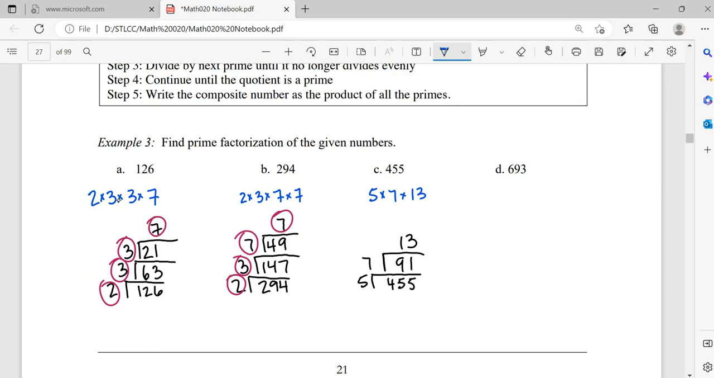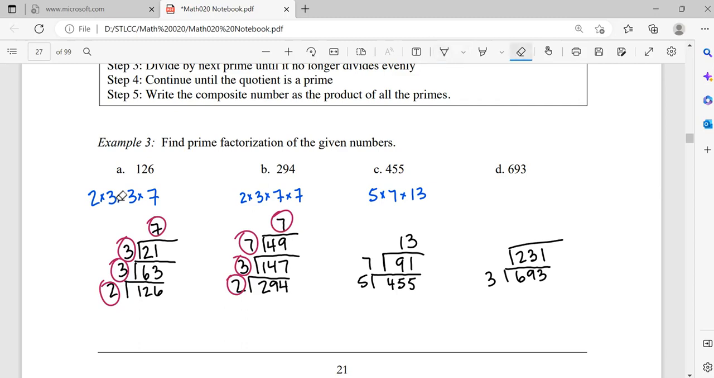All right. We have one left, 693. I know it's not going to be divisible by 2 because it's not an even number. 693, all right, so let's see. 6 plus 9 is 15 plus 3 is 18. So it is divisible by 3. So I can divide it by 3. 231 is the answer.